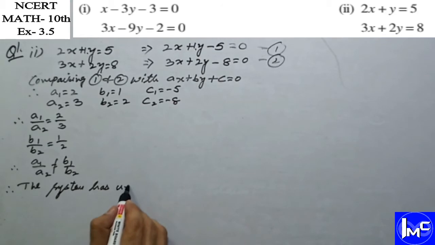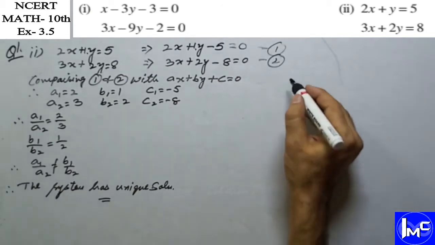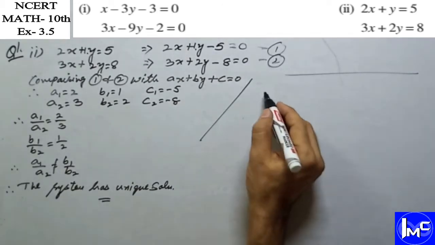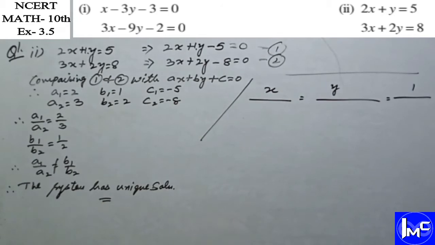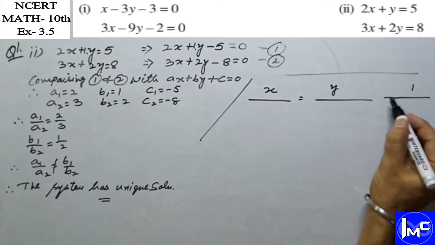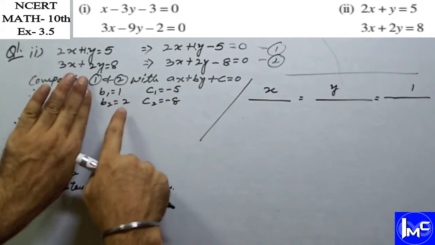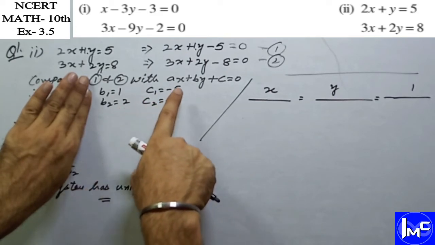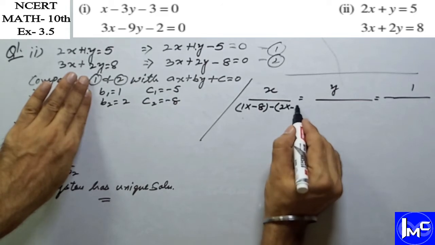Therefore the system has a unique solution, and we will solve the system by the cross multiplication method. How? Now come to this side. Write x, y and 1. First of all, you leave these two coefficients, and the remaining coefficients are cross multiplied with each other. First of all, we will multiply 1 with -8 minus 2 into -5. That will be 1 multiplied by -8 and minus 2 multiplied with -5.